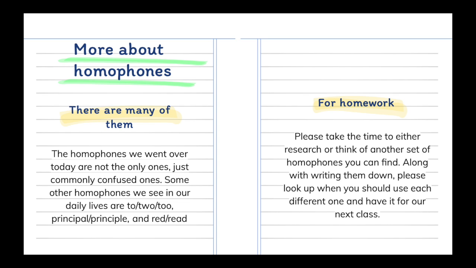For homework today, I'm going to ask that you take the time to either research or think of another set of homophones you can find that we didn't teach and I didn't list down. Along with writing them down, please look up when you should use each different one and have it for our next class. So make sure you have all different versions and spellings of the homophone written down, along with the definitions of each and when each different version of it should be used.